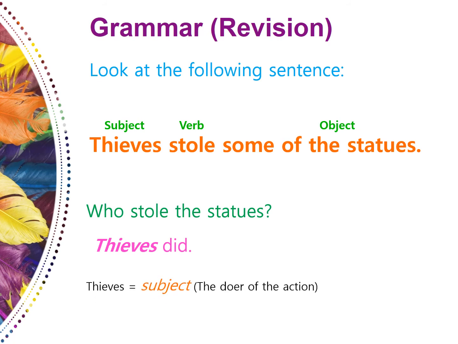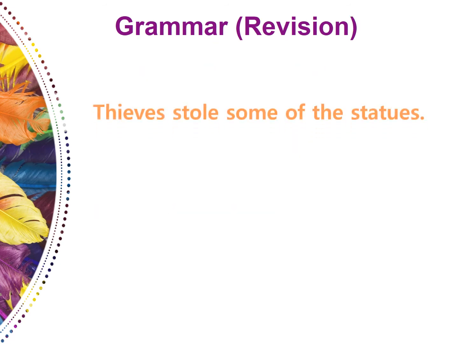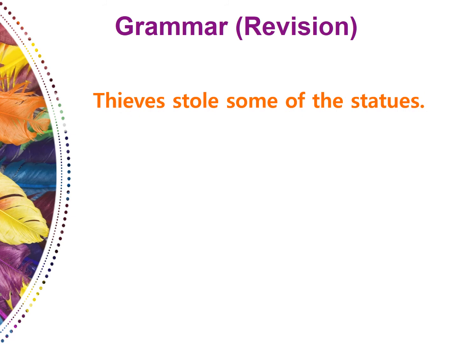The subject means the doer of the action in this sentence. So who stole some of the statues? That would be the thieves. And the object, as we said before, is the receiver of the action. So what was stolen? Some of the statues. Let's go back to the sentence. Thieves stole some of the statues. Some of the statues were stolen.